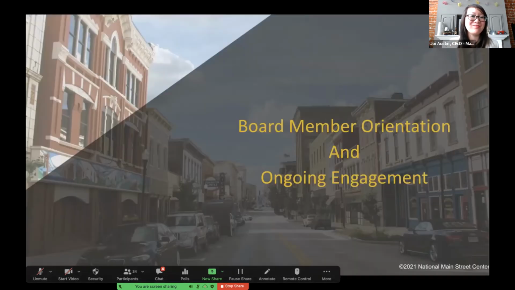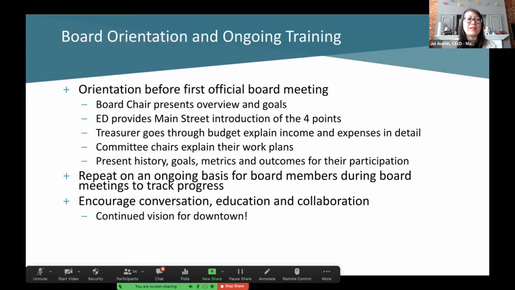and we're really engaging, selecting them for our board process. So going into a little bit, for orientation and ongoing engagement, we're really starting a little bit before the official board meeting. A lot of times it'd be great if we could sit down with them ahead of time. Maybe it's with the board chair presenting that overview again of the goals. The executive director can then provide that Main Street introduction and the 4 points, and how the strategy and goals align then with the 4 points.